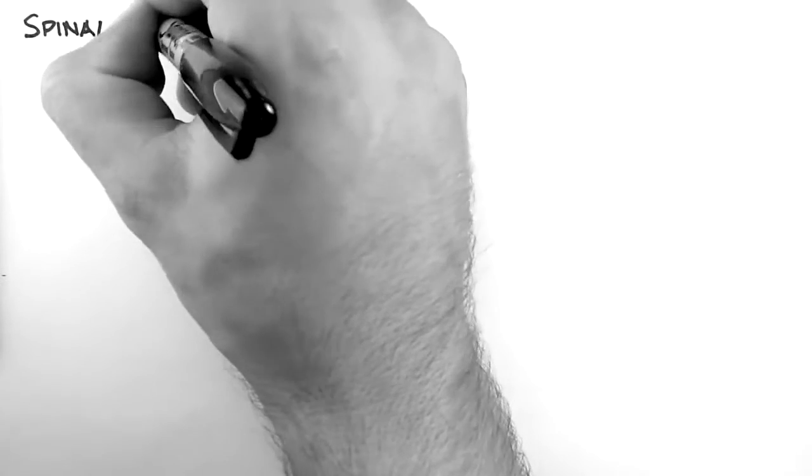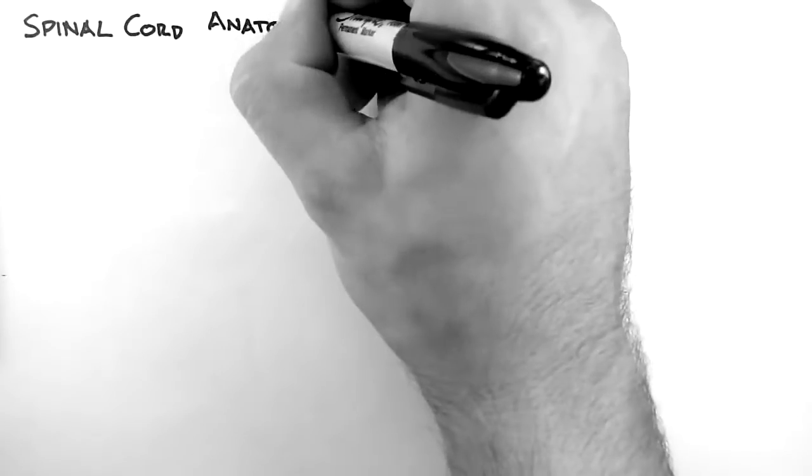Hi, this video is the first in the Spinal Pathways series. In this tutorial, we're going to discuss the anatomy and organisation of the spinal cord. In the following videos, we will discuss the dorsal column medial lemniscus pathway, the spinothalamic tract, and the corticospinal tract.